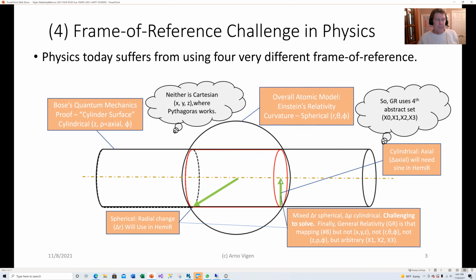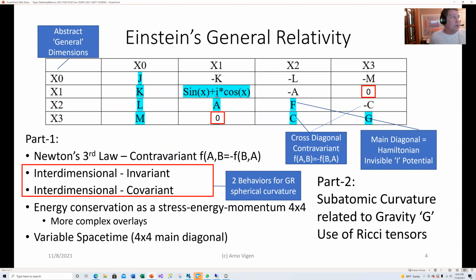But that's not in the same direction. That's in the axial direction, rho. So you have a mix of spherical and cylindrical rho. And that's challenging to solve. And general relativity doesn't do that mapping, which I will do at the end here. It doesn't use x, y, z, r, Pythagoras, or even the z, rho, phi, but it uses an arbitrary x1 and x2. Let's see how it works.